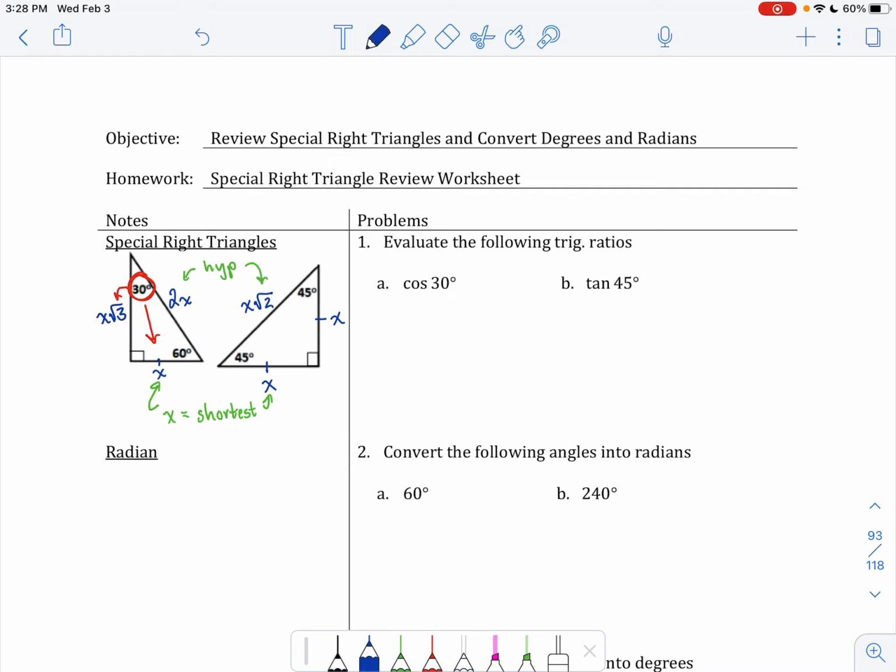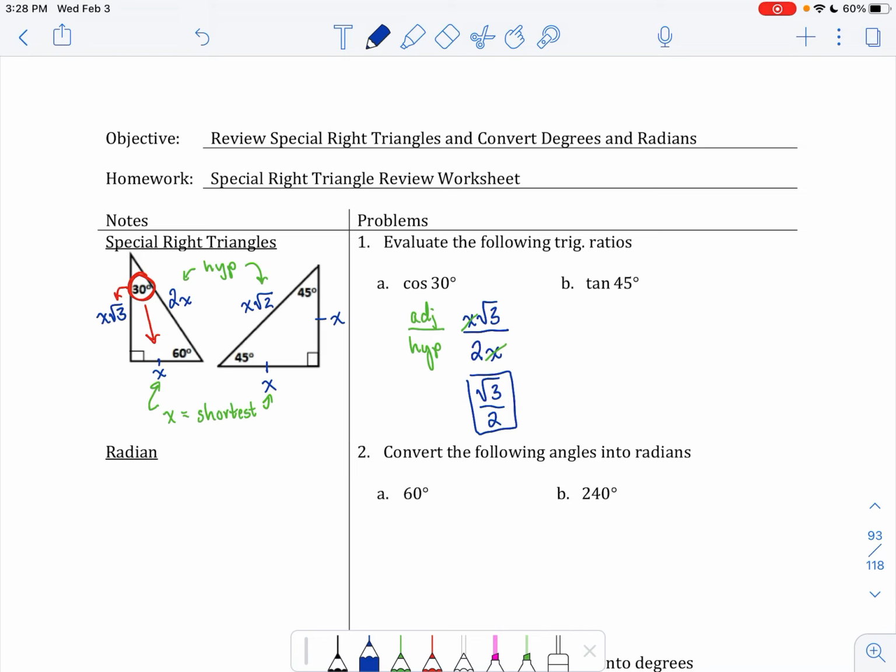So if I'm looking at cosine, as we remember, is adjacent over hypotenuse. And from the 30 degrees, adjacent is x root 3, and the hypotenuse is 2x. Simplify. And we can tell then that the cosine of 30 degrees is root 3 over 2. You can check this on your calculator if you want. Just type in root 3 divided by 2 and type in cosine of 30, and you'll see that you get the same irrational decimal.